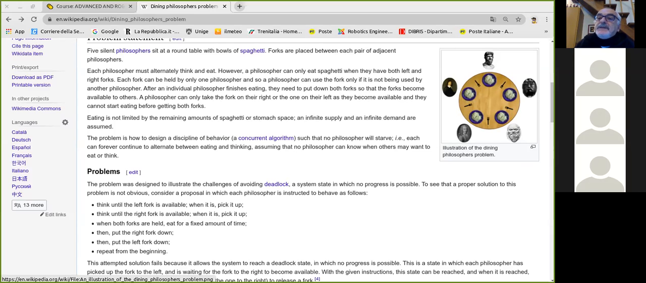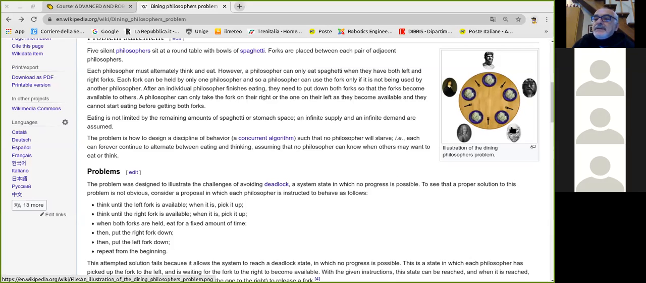Deadlock is a situation in which, consider, for example, an algorithm in which each philosopher, as written clearly in Wikipedia, picks up the right side fork. But consider the possibility that in some situation, unfortunately, all philosophers pick up their right fork.